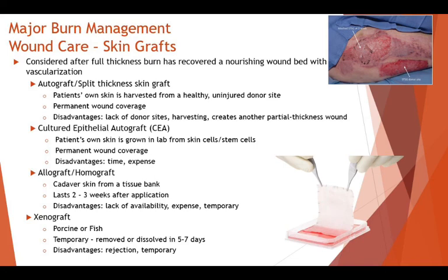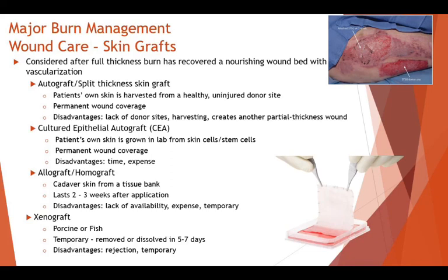The other two kinds of grafts are cadaver skin from a tissue bank. Because it is cadaver skin and because it's not your own skin, you will reject it after time, but it makes a temporary covering so that you have a temporary graft while it tries to heal up from underneath. And then there's also xenografts, which are from another animal.